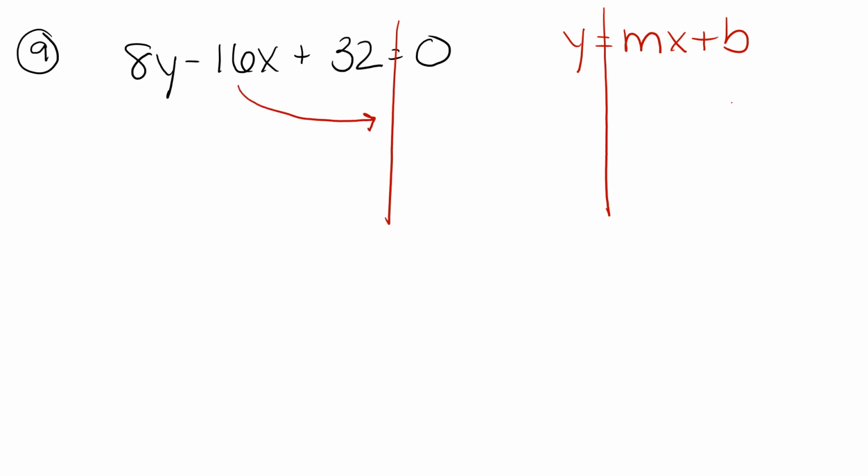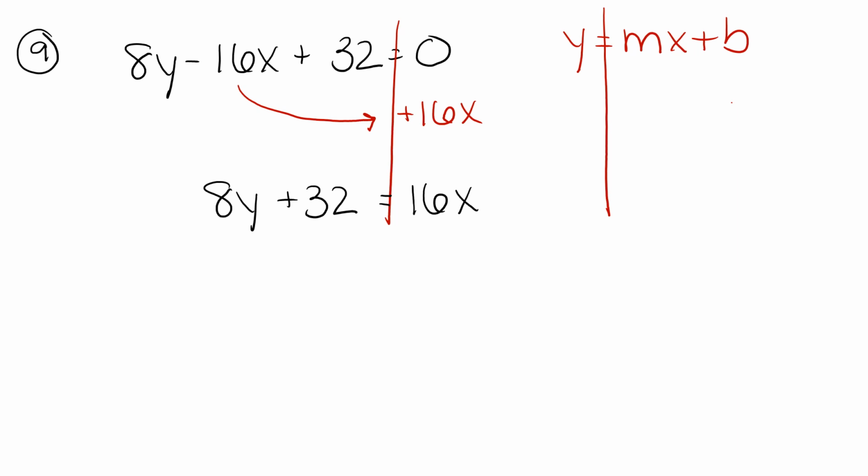Start with the mx value. Instead of a minus 16x, we do the opposite. We do a plus 16x. So we still have the 8y and we still have the 32 that we have not moved yet. All we've moved is the 16x, and it's a positive 16x now.